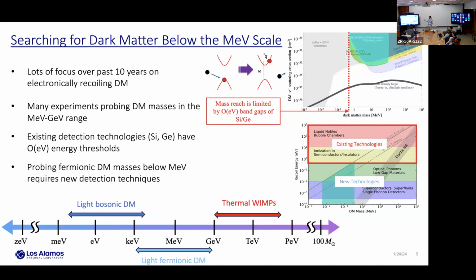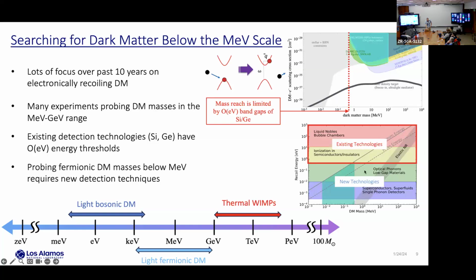So this means if we want to get below that 1 mega-electron volt in dark matter mass, we need new technology. You can't improve silicon detectors enough to overcome that fundamental limitation of the band gap if you're looking for this kind of dark matter.